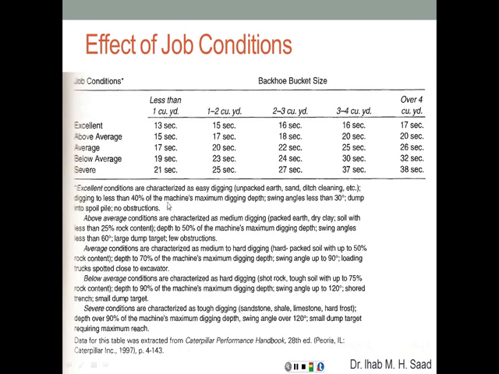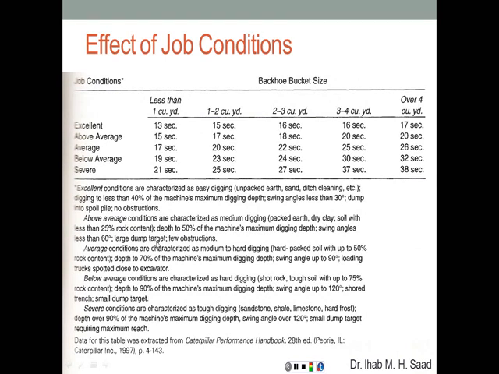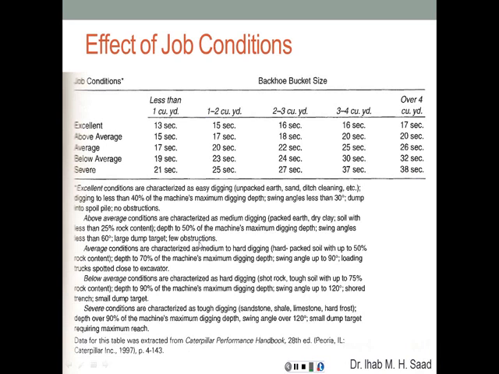With any change of these conditions, it's going to reduce the efficiency and increase the cycle time. Above average conditions are characterized as medium digging. Here it was easy, now it's medium. Packed earth, dry clay, soil with less than 25% rock content. The depth also, instead of being only 40% of the maximum digging depth, now it's up to 50% of the maximum digging depth. The swing angle here was only 30%. Here it has increased to 60%. Large dump target and a few obstructions. So that's going to increase the cycle time and reduce production rate.